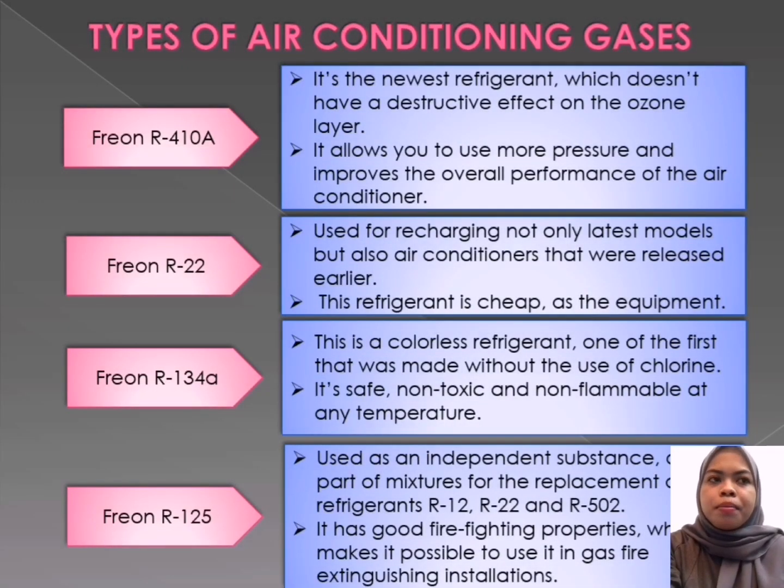These are examples of types of air conditioning gas. First, Freon R410A. It's the newest refrigerant, which doesn't have a destructive effect on the ozone layer. It allows you to use more pressure and improve the overall performance of the air conditioner.